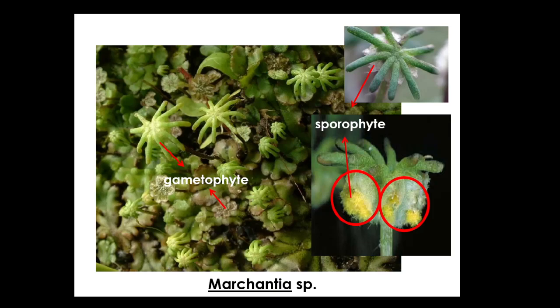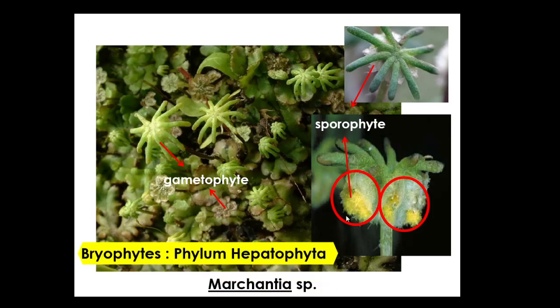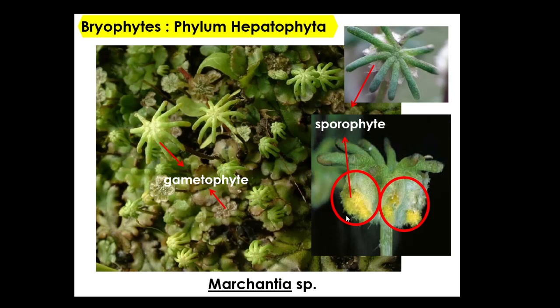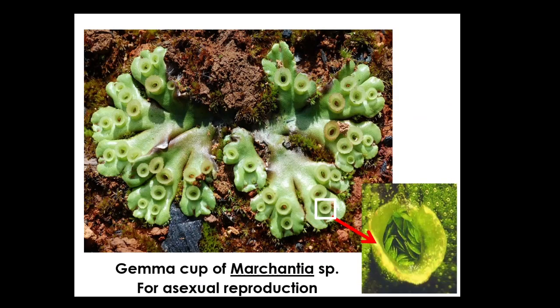So this is an example of the Marchantia species. You can see the gametophyte stages there and the sporophyte stage, very small on the gametophyte of the plant. Okay, so this is all gametophyte, small bits are the sporophytes. This is Marchantia species in phylum Hepatophyta.